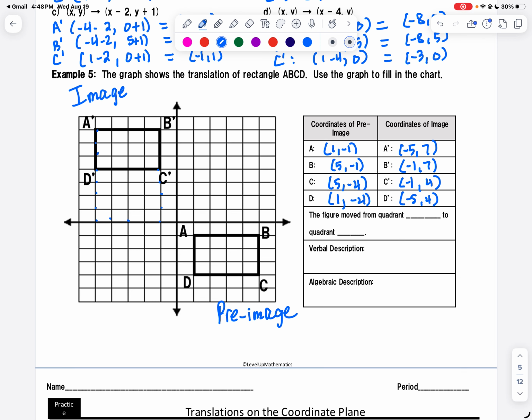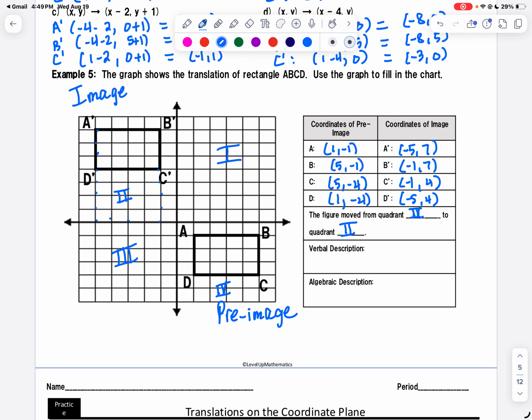Now, this figure moved from quadrant blank to quadrant blank. So let's review quadrants real quick. Quadrants start in this corner and move counterclockwise. So 1, 2, 3, and 4. So our original shape was in quadrant 4. Our new shape, or our image, is in quadrant 2.